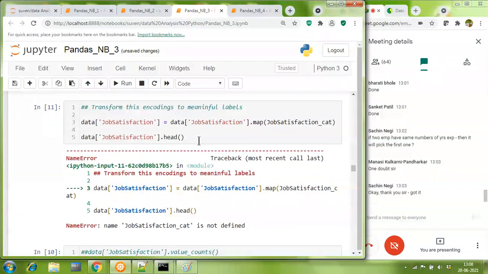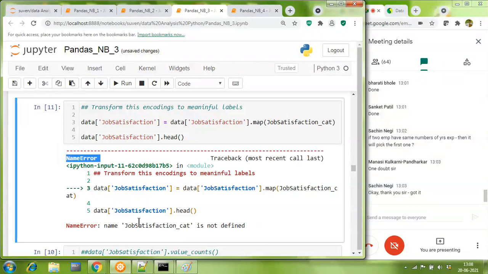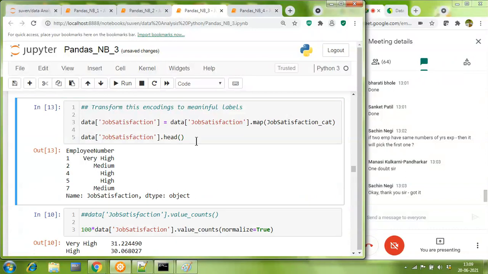Now I'll run this cell because I got a name error. No, it says job_satisfaction_cat not defined. That means I forgot to run the previous cell. Please don't run this cell twice.